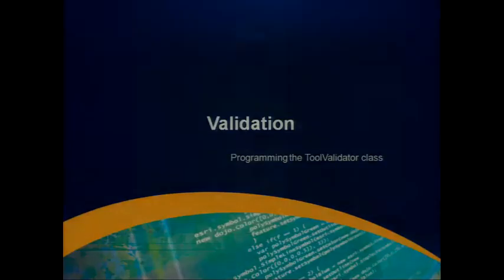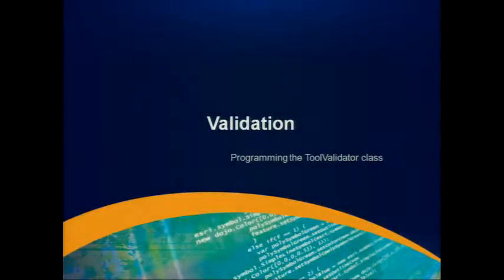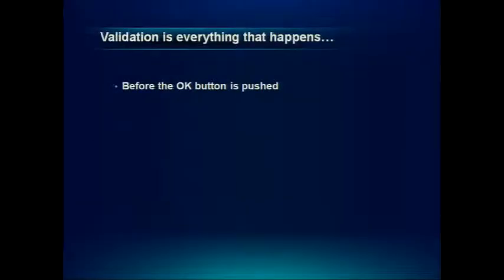So the next piece, which Dave is also going to show in a Python toolbox and talk a little bit about, is that we've used the script tool wizard to set up the parameters we want and the executable we want. But a big part of a tool is validation. And what is validation? Validation is everything that happens before you push the OK button.